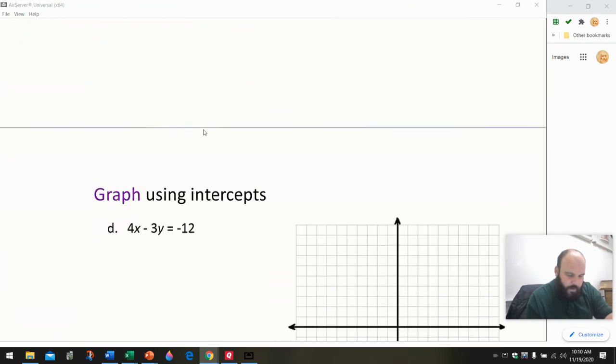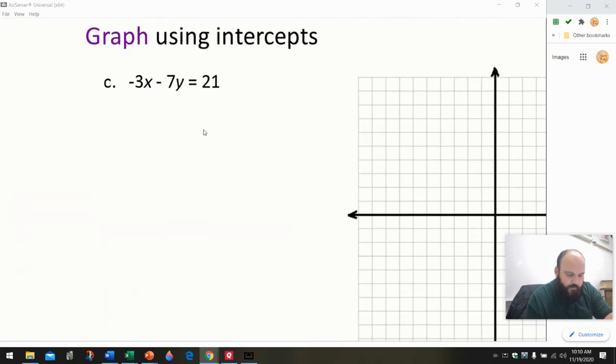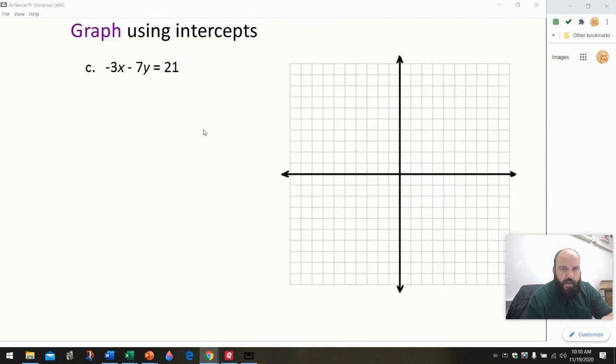Okay, so I'm going to do one more of these. Again, I can show you the quick way or I'll show you the long way also just to show you. So, when we substitute zeros in, it just cancels things out. So if you look, I just get rid of this, right? So negative 7y equals 21. That means when you divide both sides by negative 7, y equals negative 3.